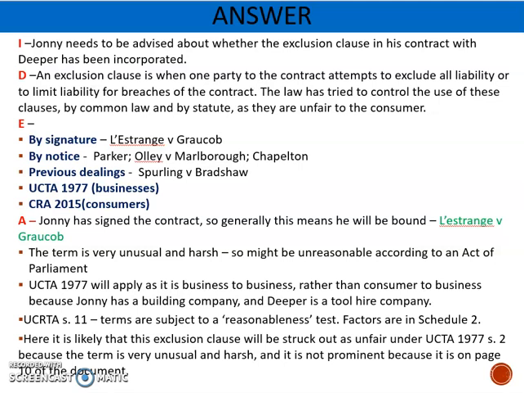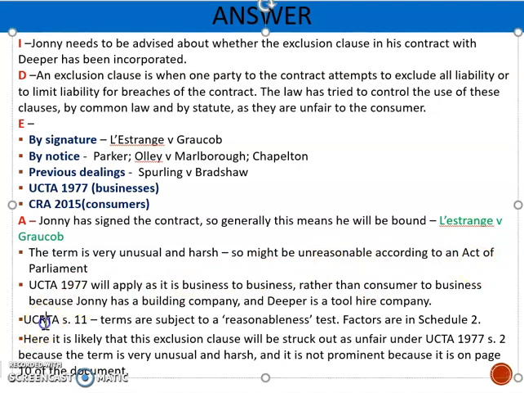But just quickly then, I've identified that Jonny needs to be advised about whether the clause in his contract has been incorporated. I've then defined an exclusion clause. I would then explain all of these things fully. I would explain the cases and what they show in my E, and then I get onto my application. And I'm starting off by saying whether the clause has been incorporated. And I've said he's signed it, so he's generally going to be bound. But because the term is unusual and harsh, we might be able to use an Act of Parliament to strike it out. I've said that UCTA applies because it's business to business rather than consumer to business.